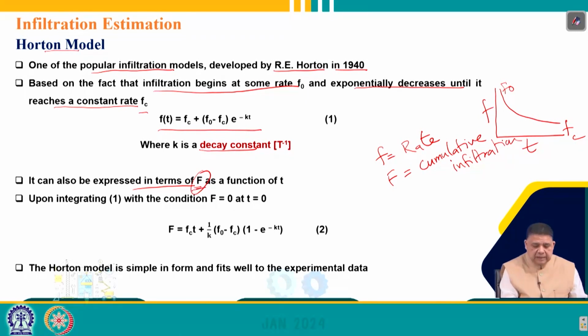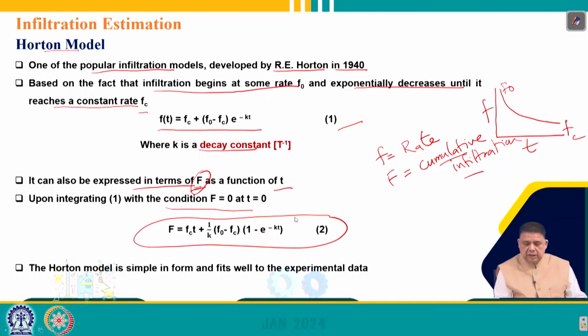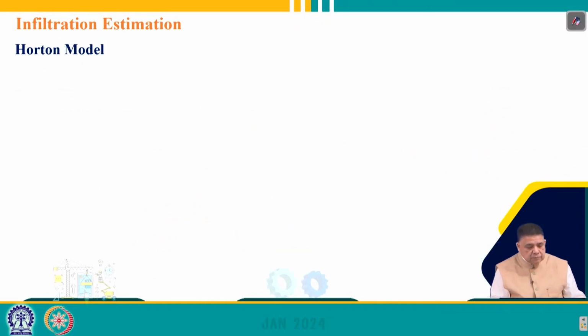So, it can also be expressed in terms of capital F, or cumulative infiltration, as a function of time. We have to integrate this equation 1 with the condition f0 at t equals 0, and this is the equation we will get, which will give us the cumulative infiltration. The Horton model is simple in form and fits well to the experimental data. That is the advantage of the Horton model.